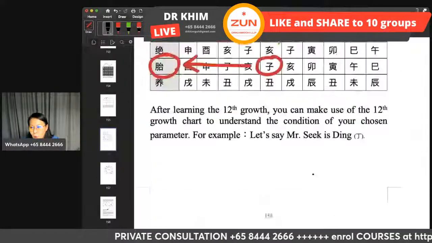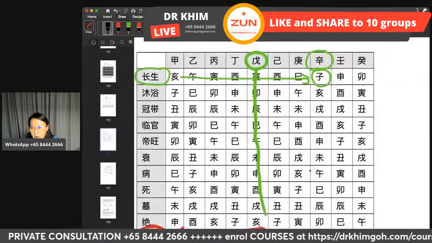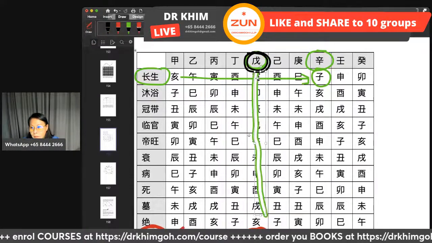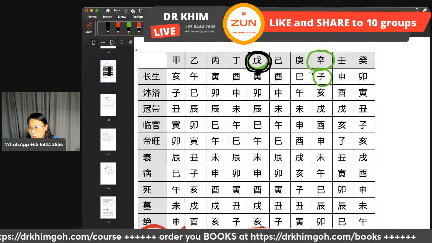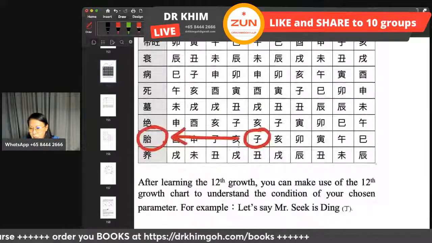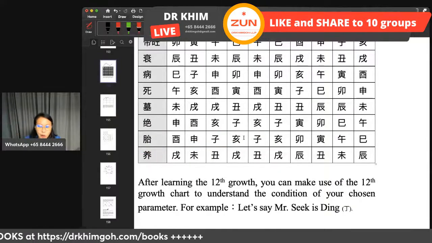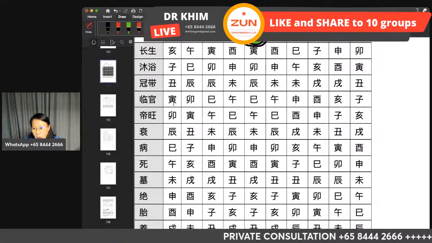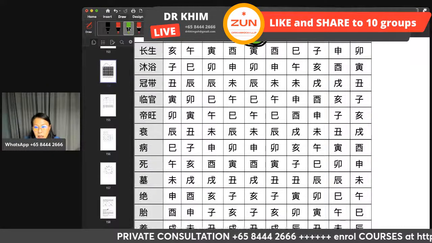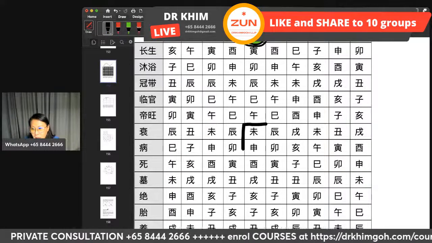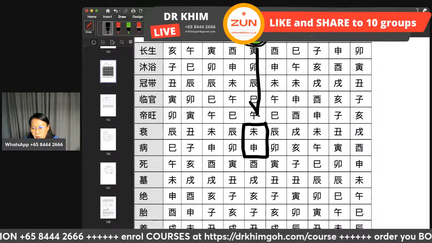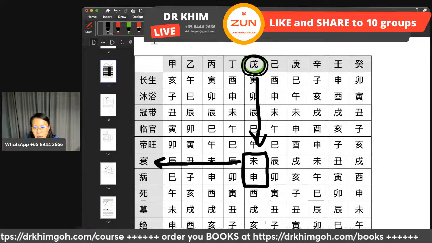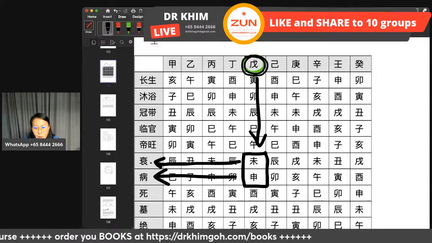So when you look at the 12 growth chart, this one is the money. Right? When you look at this chart, this is the money. Now, the money now changes to where? Change to the goat and the monkey. Right? True or not? The money now shifted to this. Yeah. So, is it weak or is it sick? Which one is it, the money?